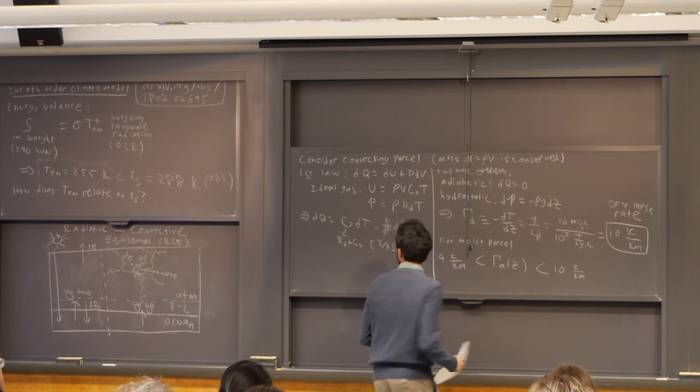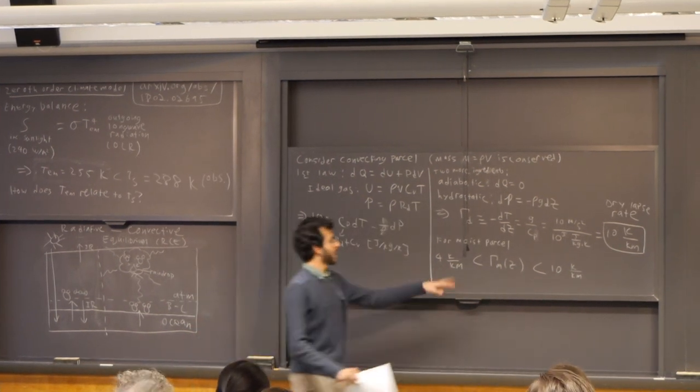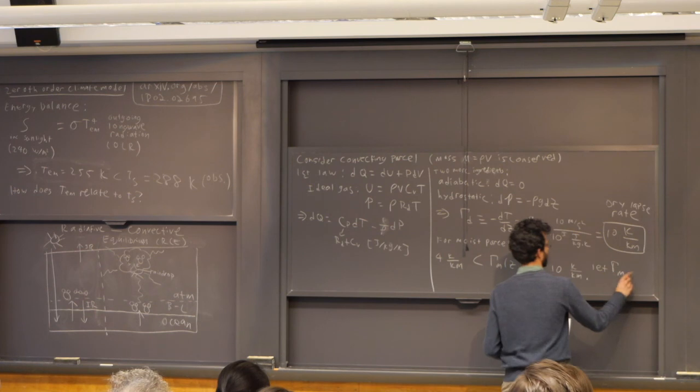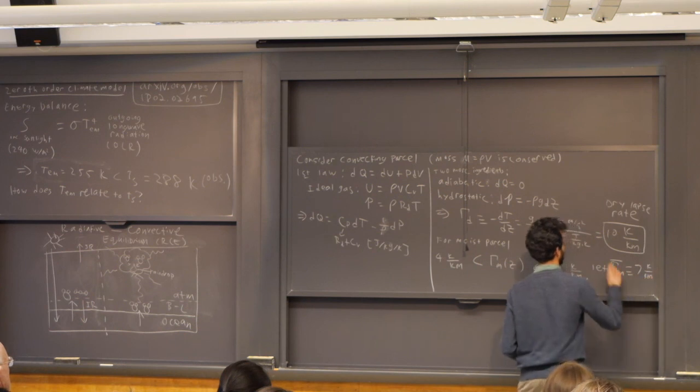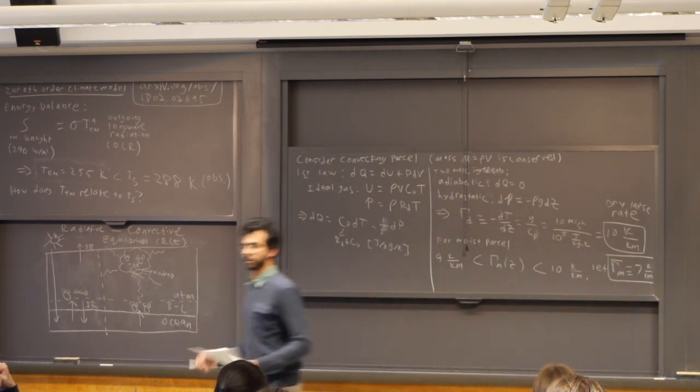So what we'll do, in terms of trying to build a simple quantitative model of RCE, is we'll just take an average. So we'll let gamma m bar be 7 Kelvin per kilometer. And that'll just be an average typical value that we use.